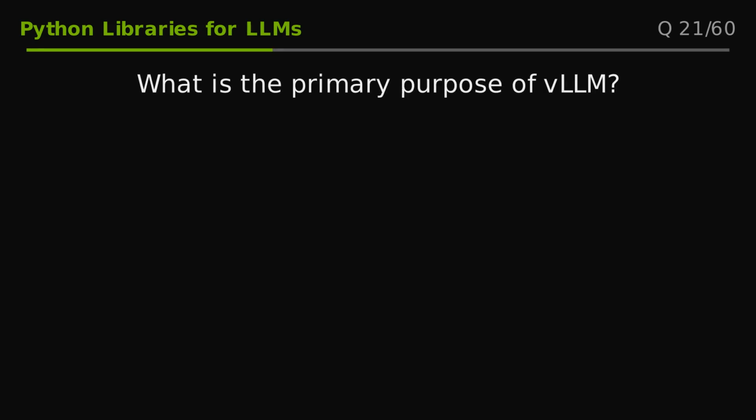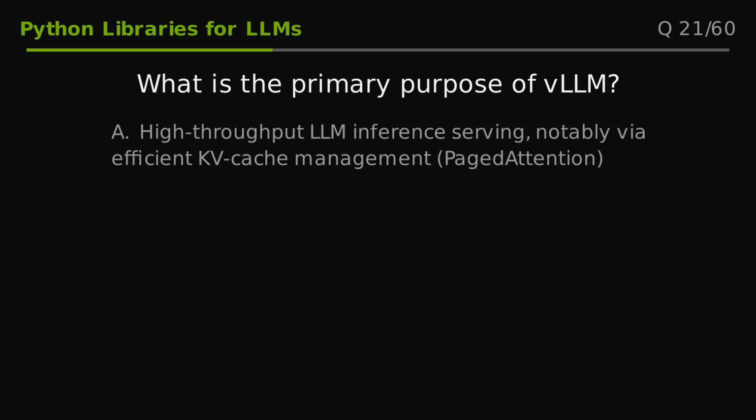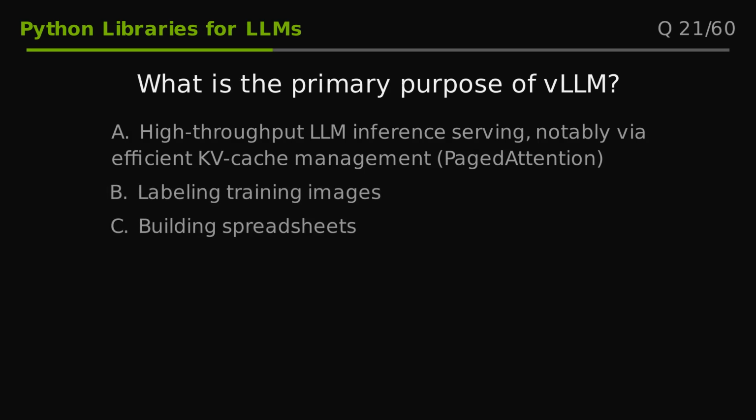Question 21. What is the primary purpose of vLLM? Option A, high-throughput LLM inference serving, notably via efficient KV cache management and paged attention. Option B, labeling training images. Option C, editing spreadsheets. Option D, managing HR records.